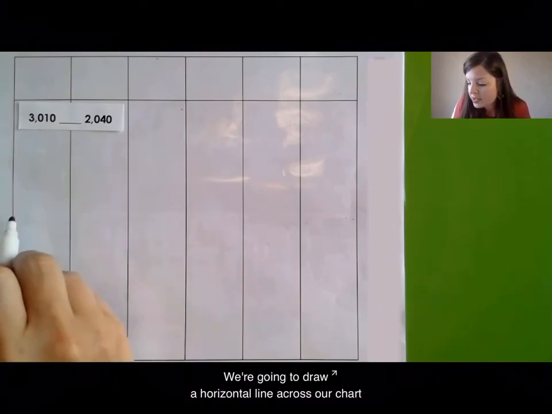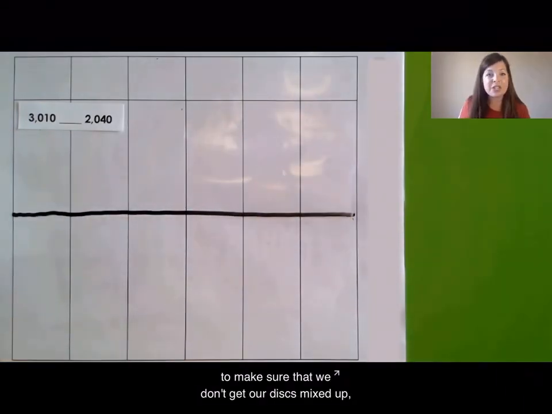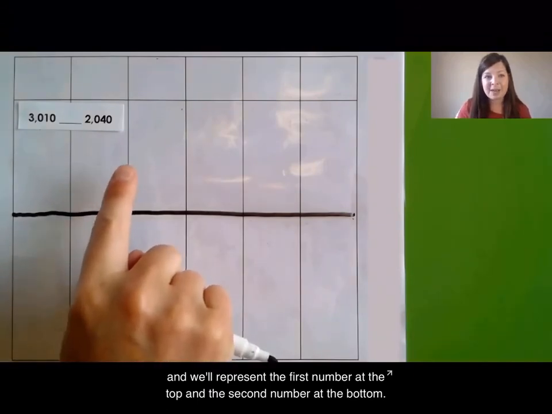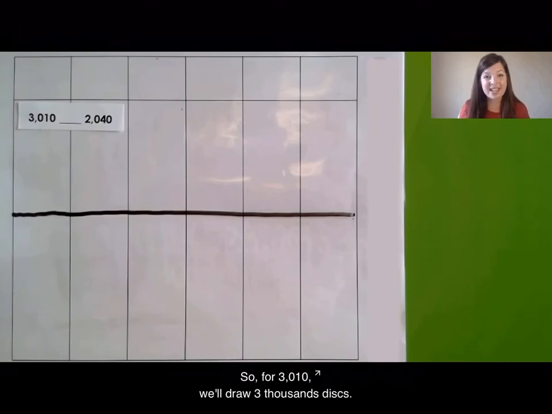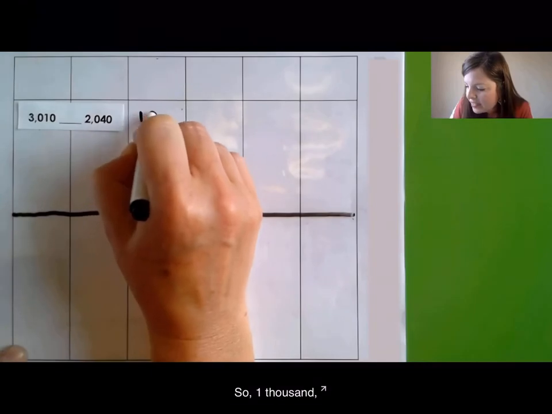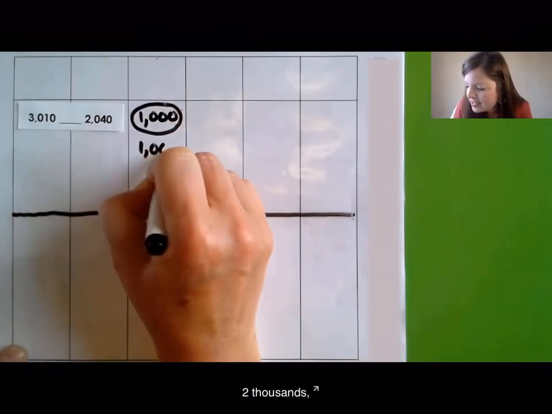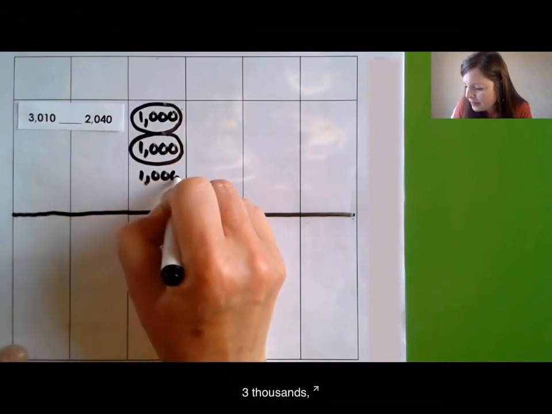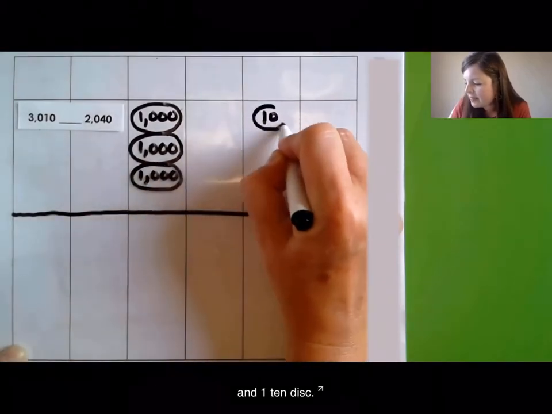We're going to draw a horizontal line across our chart to make sure that we don't get our discs mixed up, and we'll represent the first number at the top and the second number at the bottom. So for 3010, we'll draw 3,000s discs, and 1 10 disc.